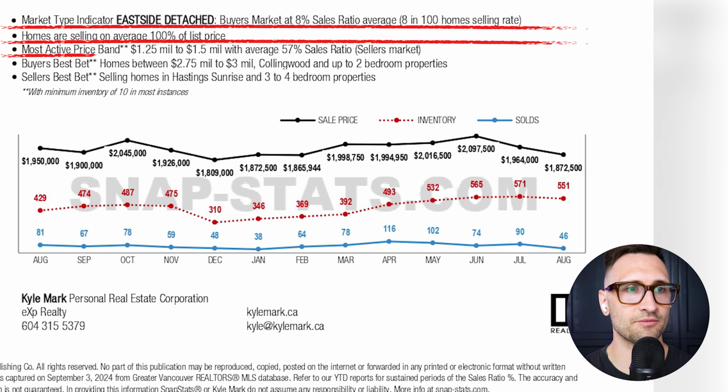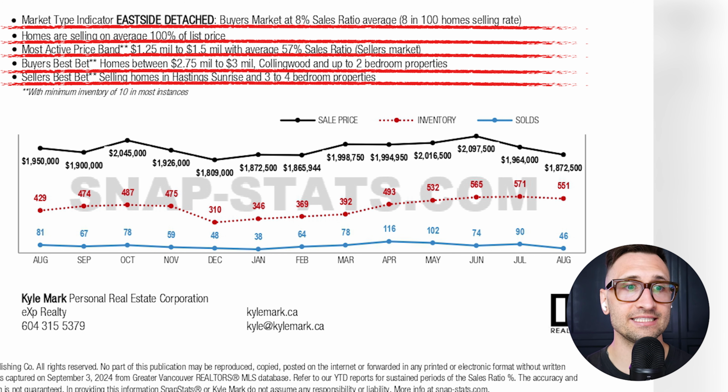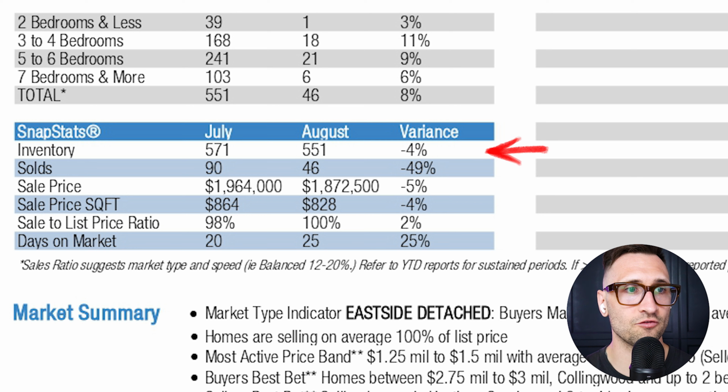We can see that the most active price band is between $1.25 and $1.5 million. And buyers' best bets are in the $2.75 to $3 million range in Collingwood and up to 2-bedroom properties. For a 2-bedroom home, that's going to be a very small house, obviously, and probably one that is very old and needs to be knocked down. As a seller, if you're in Hastings Sunrise and 3 to 4-bedroom properties, that is where you're wanting to operate. We can see that month-to-month variance of inventory was down 4%, solds were down 49%, sale price was down 5%, and days on market increased 25% to 25 days on market on Vancouver's east side, which we already highlighted.